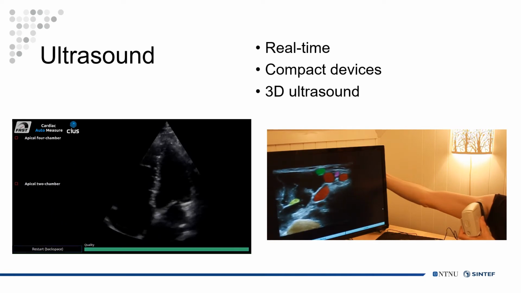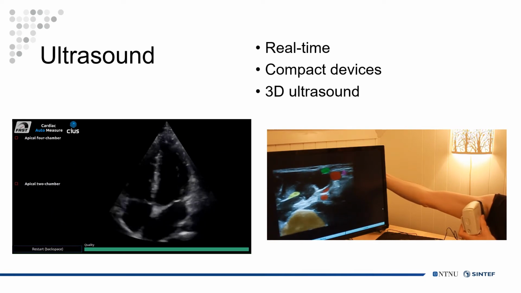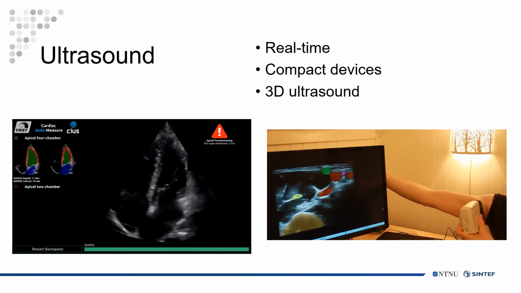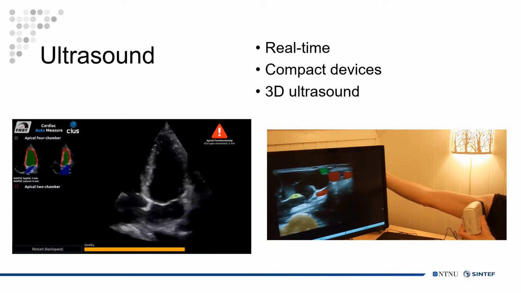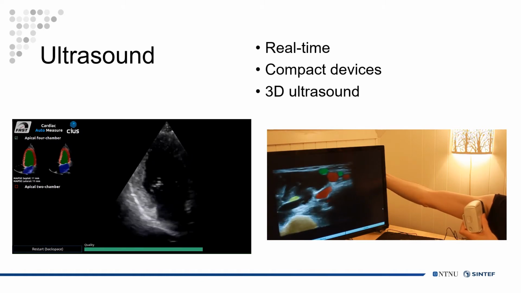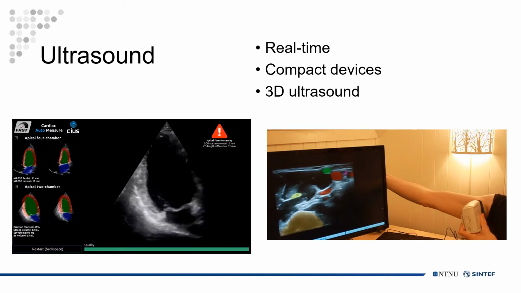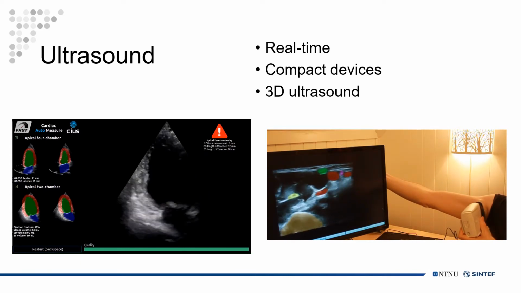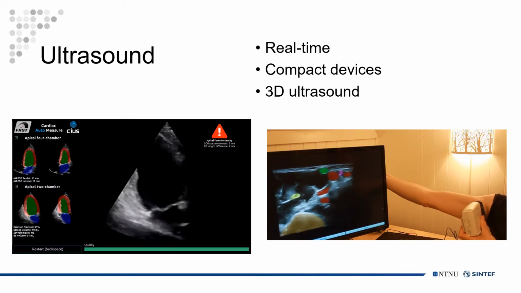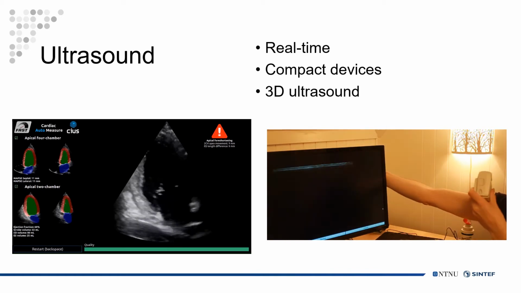a handheld ultrasound device. We see an increasing trend in ultrasound where the devices are becoming smaller and using mobile phones and tablets for computations, which require even more efficient computation. Ultrasound is typically two-dimensional, but three-dimensional ultrasound also exists, where several volumes per second are streamed in real time.